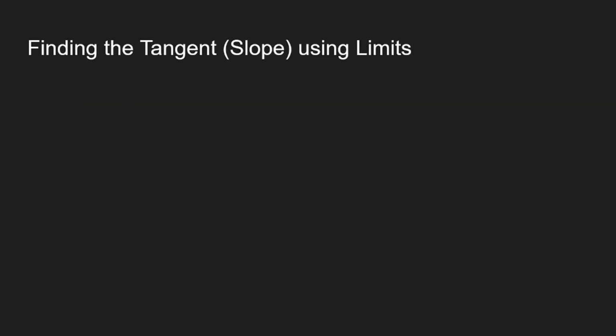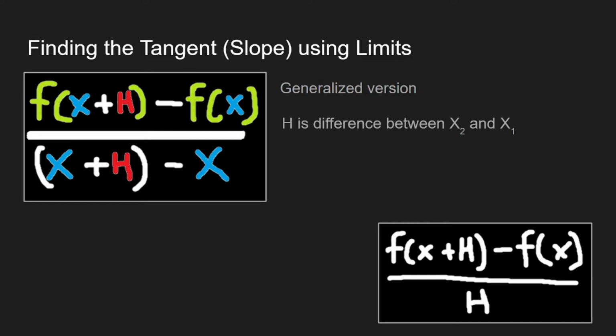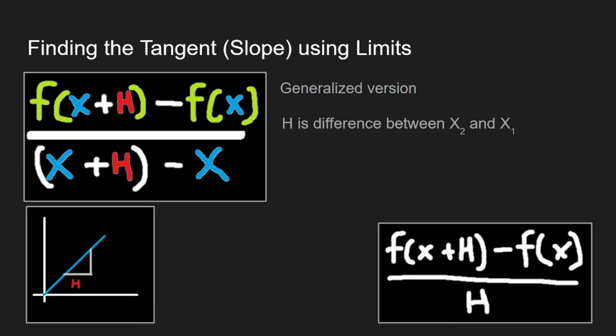We can generalize this equation to this form, where f of x is equal to the y value and h is the difference between x1 and x2. We can reduce it even further to just be f of x plus h minus f of x, divided by h. The diagram in the bottom left shows how h factors into the tangent.